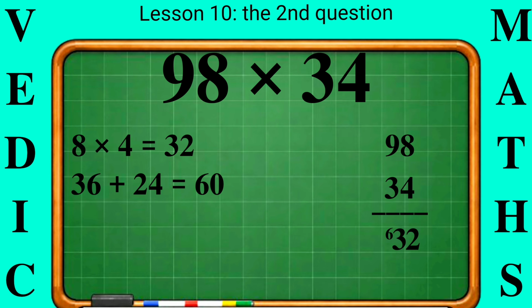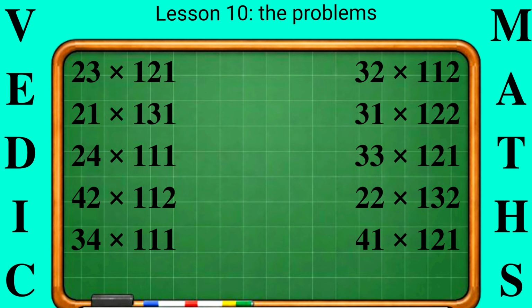So now we shall do 9 times 3, which is equal to 27. Now we shall also add the carries, and so the answer is 3332. You can solve those problems, and remember, don't miss the next lesson.